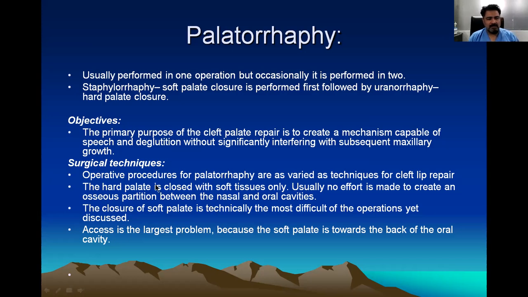Then the surgical operative process for the palatoplasty has varied techniques for the cleft lip and palate. The hard palate is closed with soft tissues only. Usually no effort is made to create an osseous partition between the nasal and oral cavities. The closure of the soft palate is technically the most difficult operation yet discussed. Access is the largest problem because the soft palate is towards the back of the oral cavity.